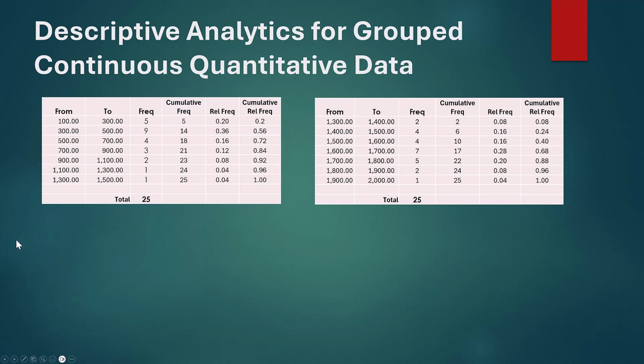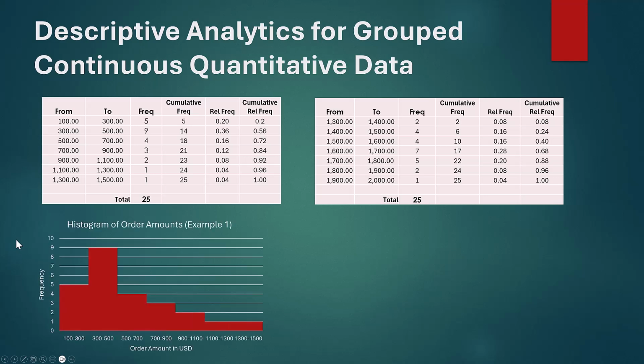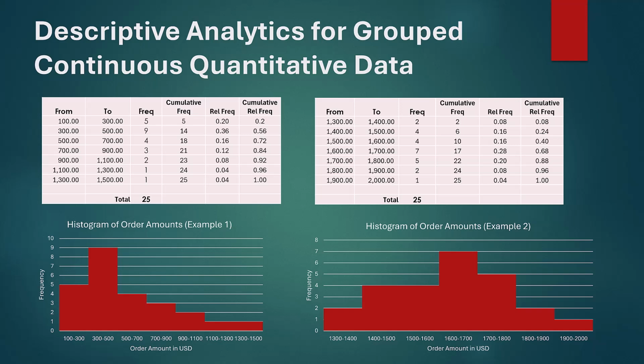Now using this table, we can draw a histogram like this, for example 1, and a histogram like this for example 2. So the heights of these columns is equal to the frequency. So 5, 9, 4, 3, 2, 1, 1. Notice that in this histogram, there is no gap between these two columns. It's all one continuous area. And the reason for that is because there's no break here.